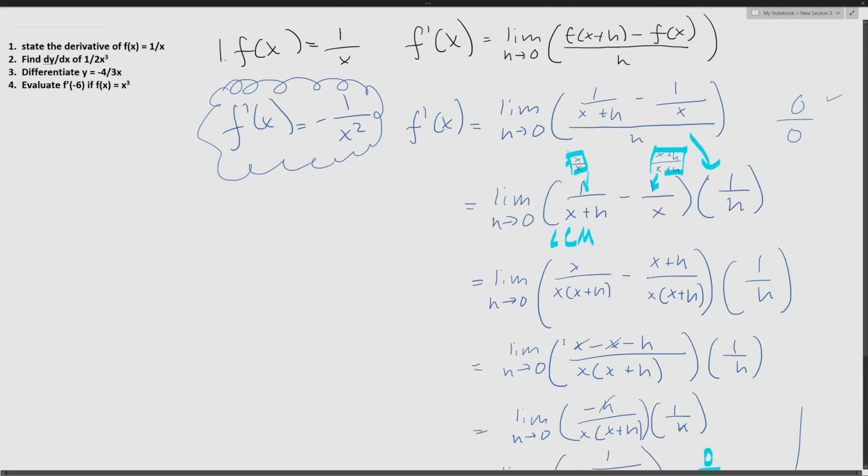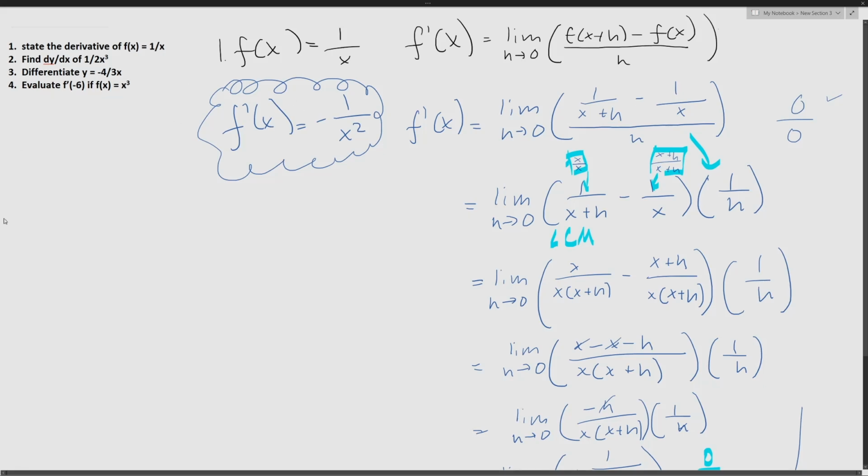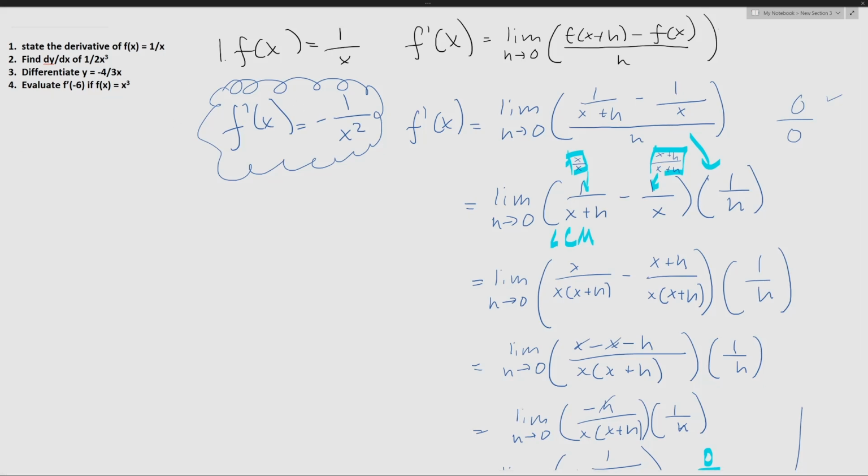So this is the process you'll have to go through to differentiate any type of equation. Some of them are easier than others. There's also certain rules we'll actually learn in the next couple of chapters, so hopefully you're on the lookout for that. But now let's actually go to question 2.